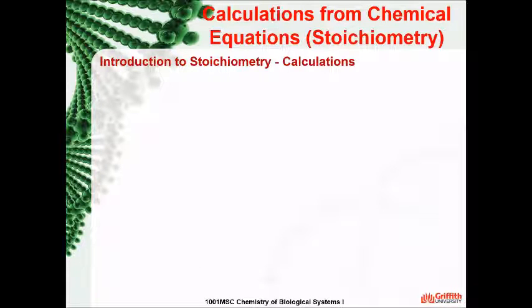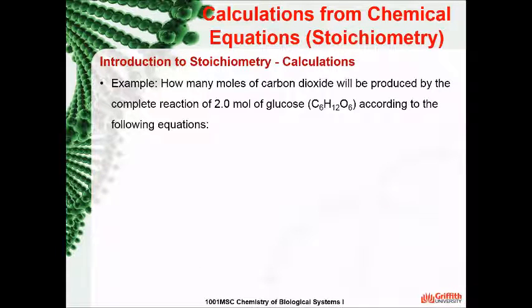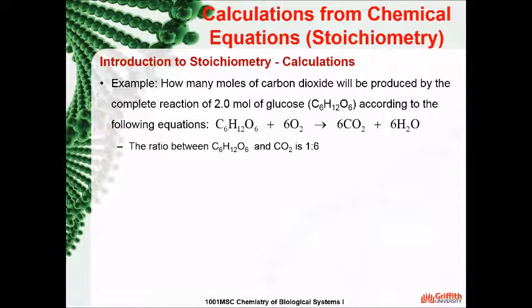The problem may be presented as: how many moles of carbon dioxide will be produced by the complete reaction of 2 moles of glucose according to the following equation. C6H12O6 plus 6O2 gives 6CO2 plus 6H2O. The ratio is 1 is to 6.